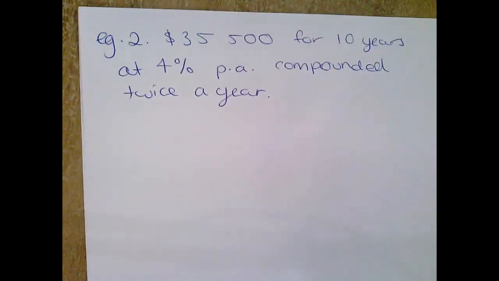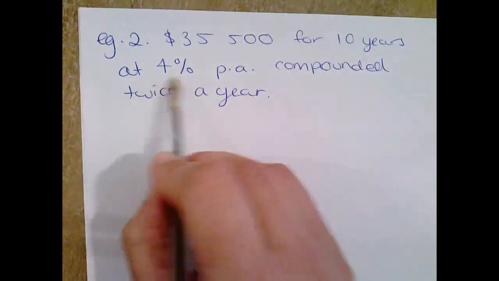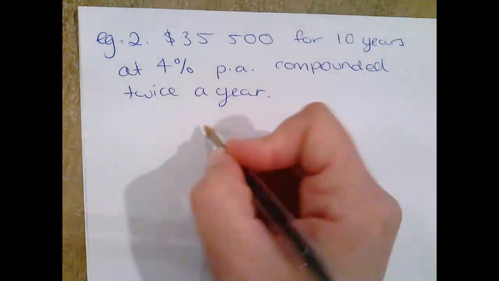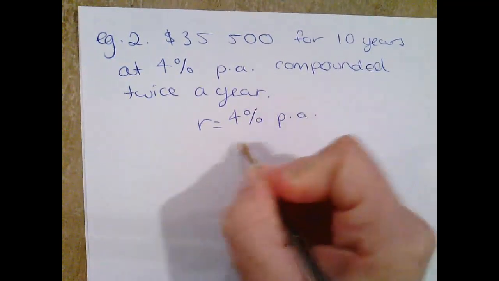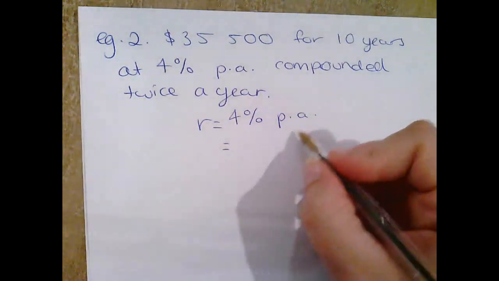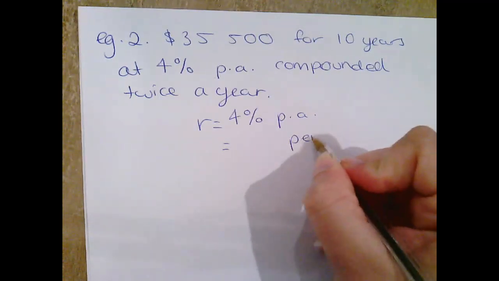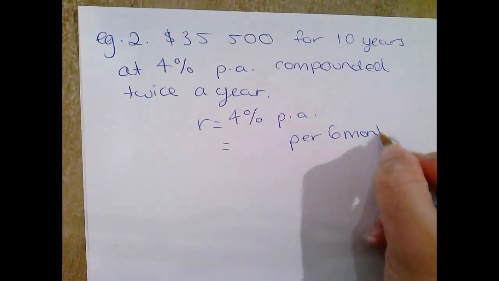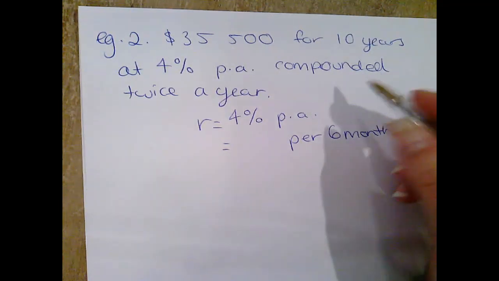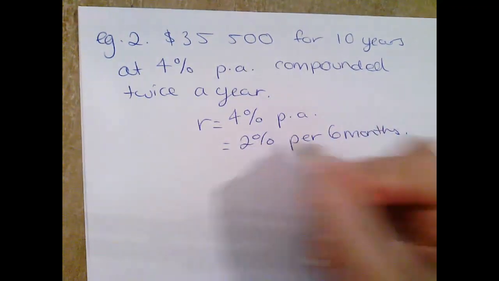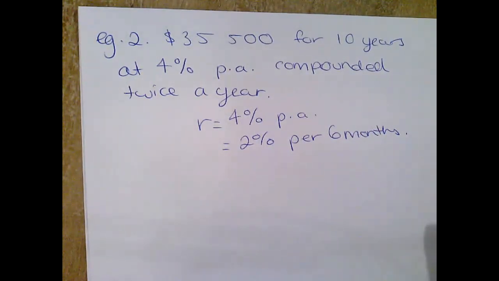So another example, 35,500 for 10 years, 4% per annum, compounded twice a year. So you need to change your interest rate and the number of time periods as well. So before we had 4% per annum, compounded twice a year. So we want to know, well, what would the rate be per 6 months? Because there's 2 lots of 6 months in a year. So basically just dividing by 2, we'll get 2% in every 6 months.